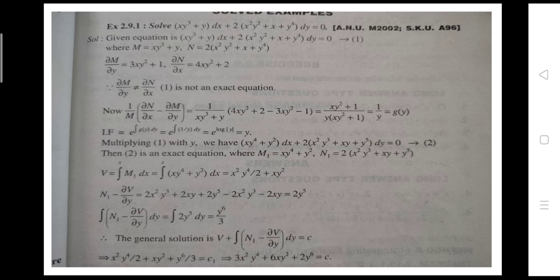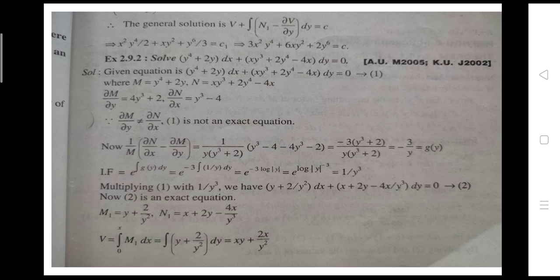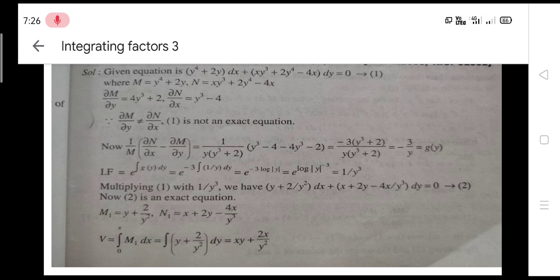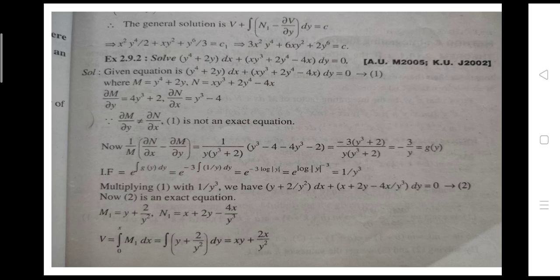Now continue the next slide. Solve (y⁴ + 2y) dx + (xy³ + 2y⁴ − 4x) dy = 0. This is in the form M dx + N dy. Comparing with the given equation, M is equal to y⁴ + 2y, and N is equal to xy³ + 2y⁴ − 4x.